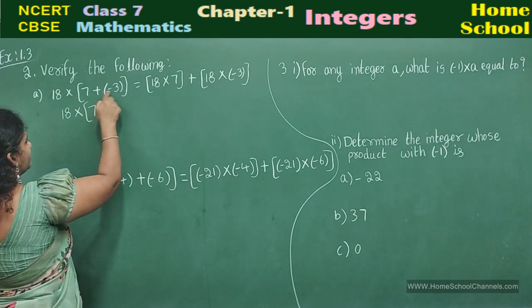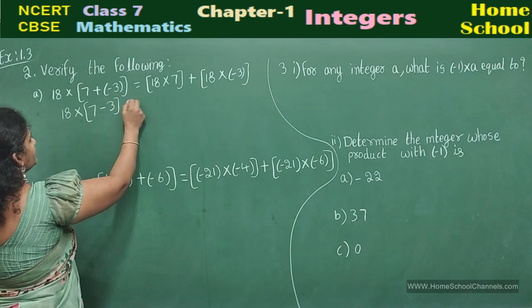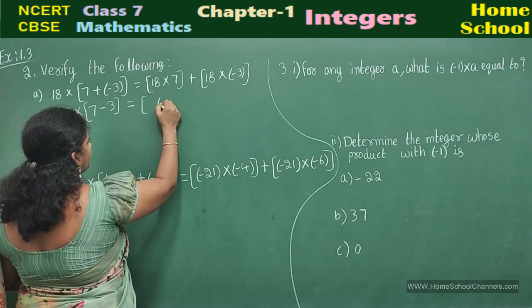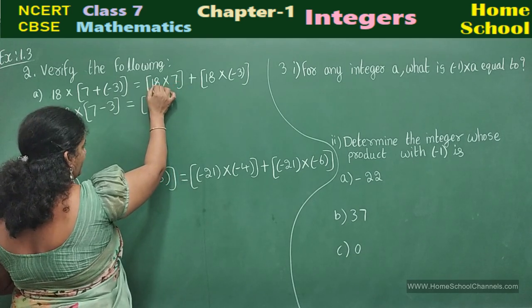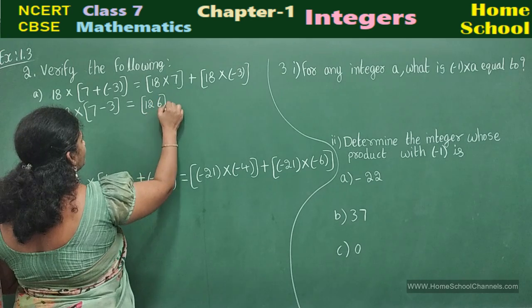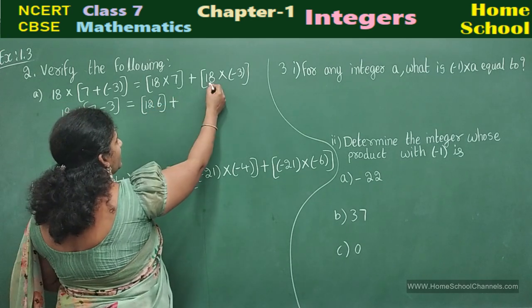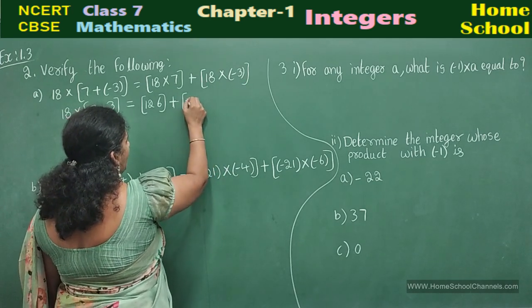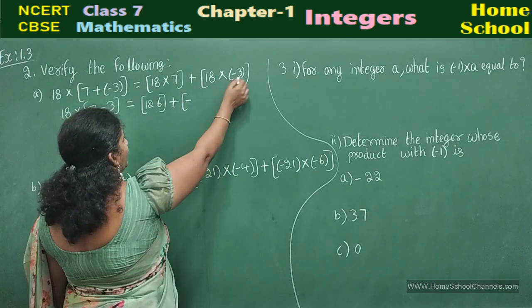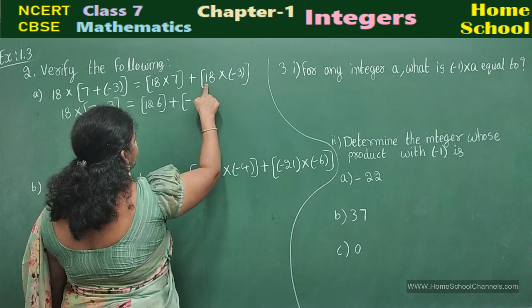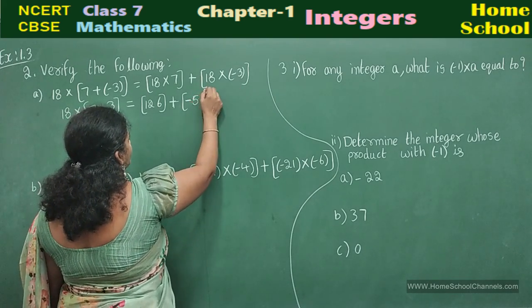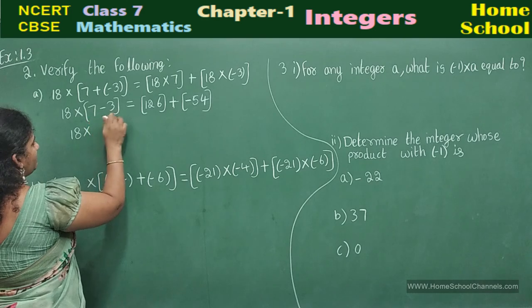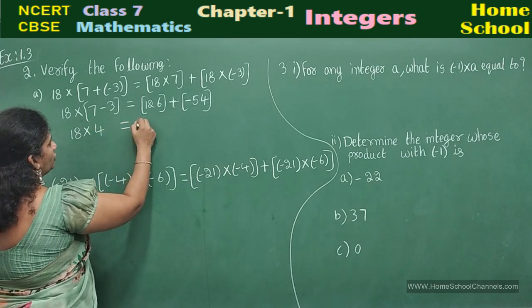Okay. 7 plus into minus, minus 3 is equal to 18 into 7. 7 8s are 56. 7 1s are 7. 7 plus 5, 12. Okay. Plus 18 into minus 3. Multiply the sign first. Plus into minus, minus 18 3s are, 3 8s are 24. 3 1s are 3 plus 2 will be 5. That is minus 54.